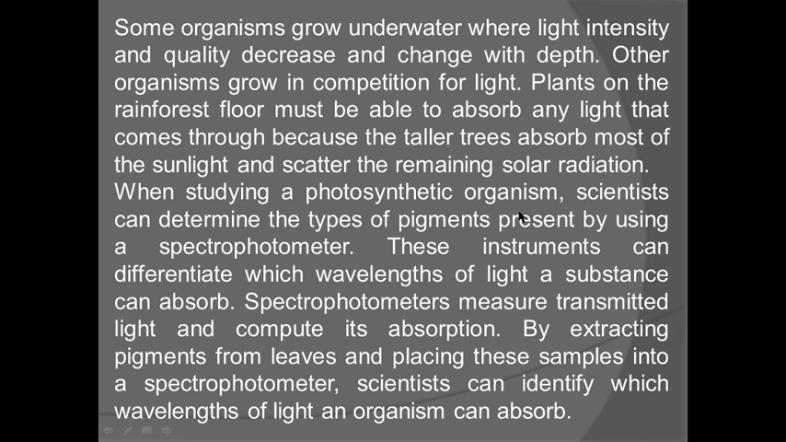When studying a photosynthetic organism, scientists can determine the type of pigments present by using a spectrophotometer. This instrument can differentiate which wavelength of light a substance can absorb. Spectrophotometers measure transmitted light and compute its absorption. By extracting pigments from leaves and placing these samples into a spectrophotometer, scientists can identify which wavelengths of light an organism can absorb.